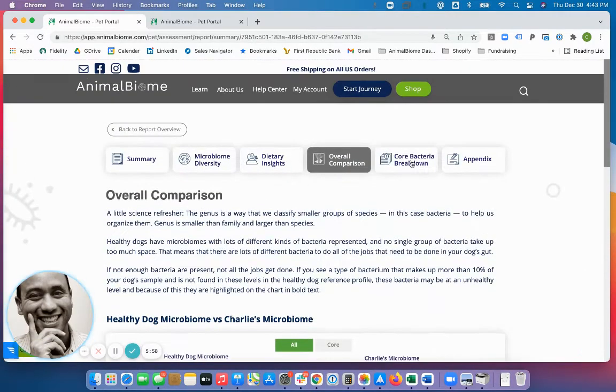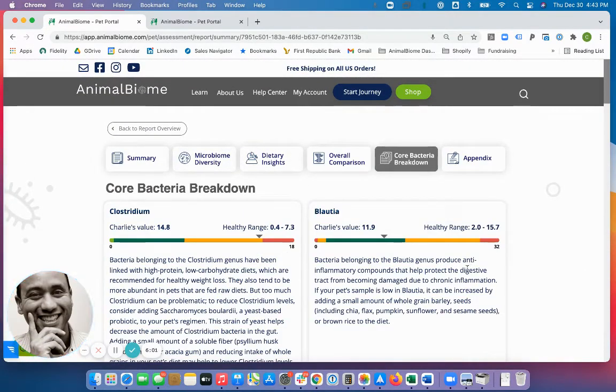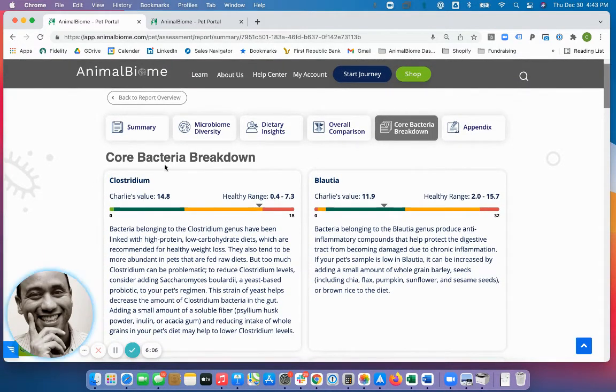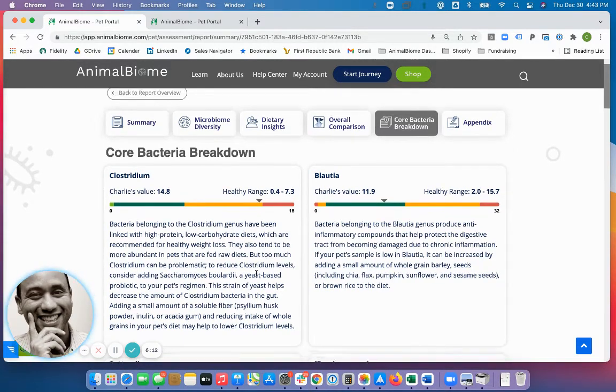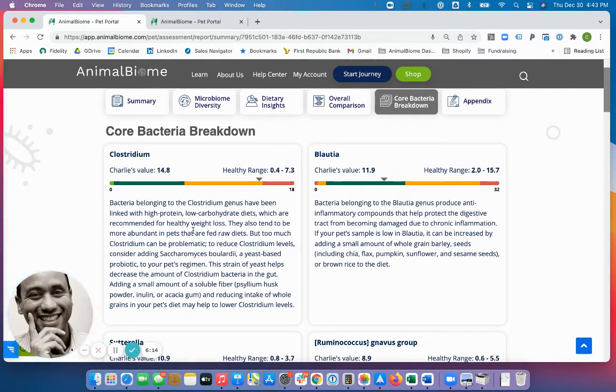So let's move on to this core bacterial breakdown. In this section of the report, we look at all of the bacteria that we find in healthy dogs and go in, look at each one and talk about where Charlie sits in relation to healthy. And in this case, Clostridium, he's a little on the high side. And so we make recommendations such as adding Saccharomyces boulardii right here as a way of reducing this particular bacteria.